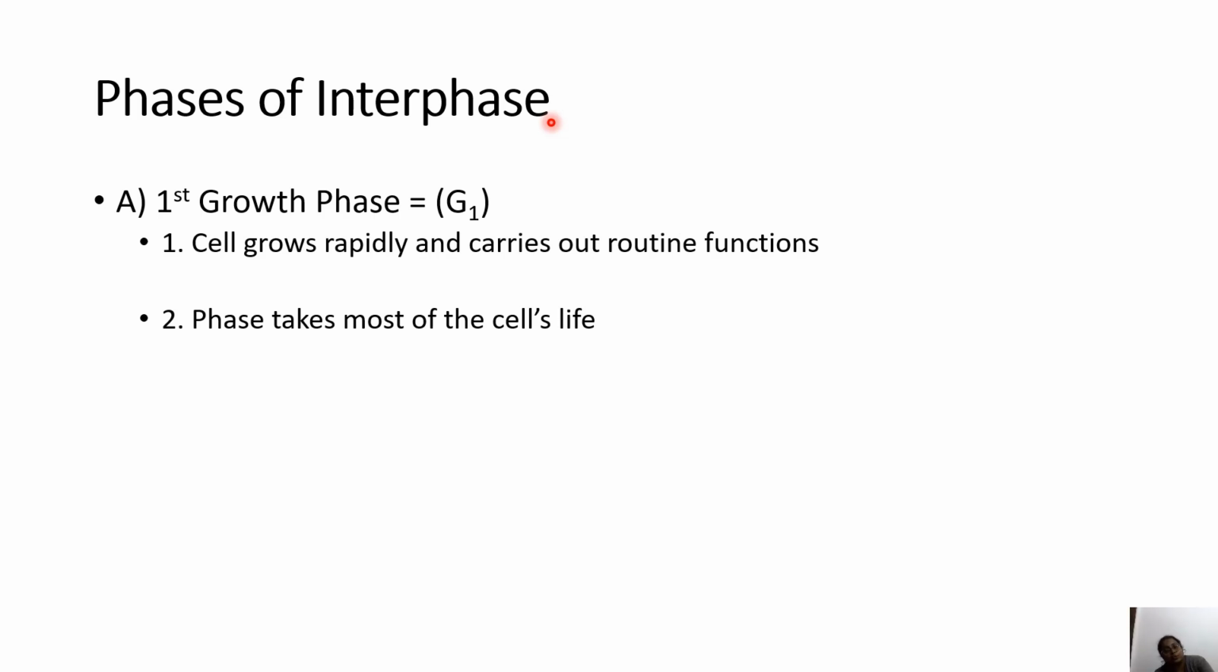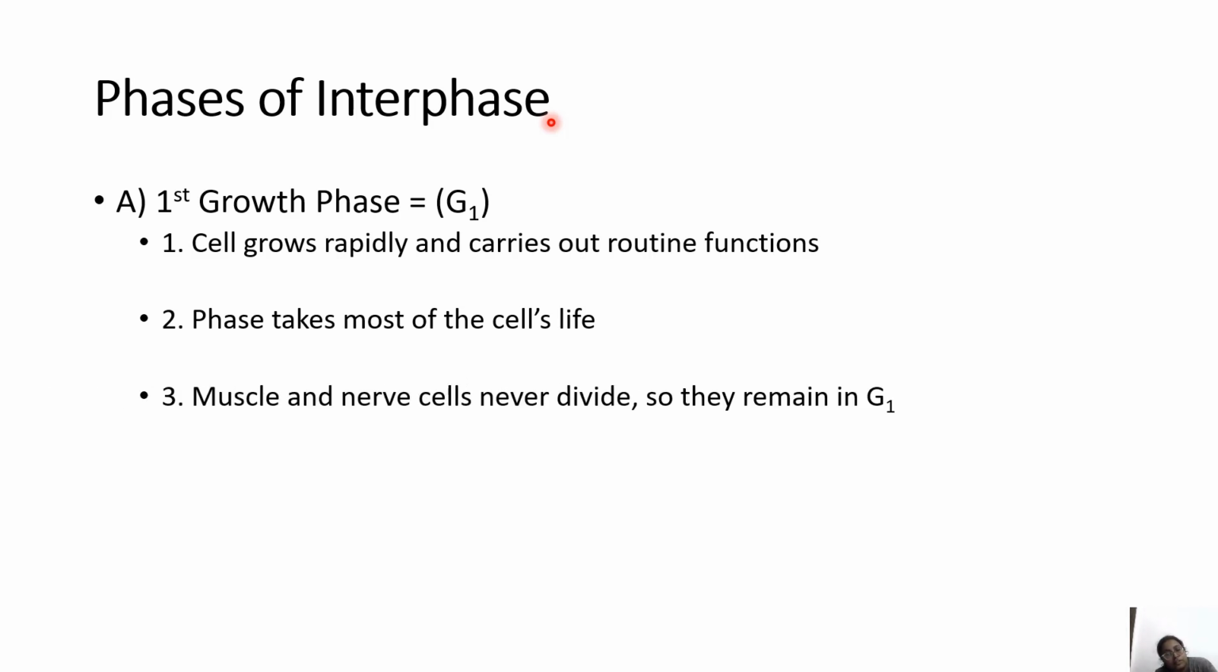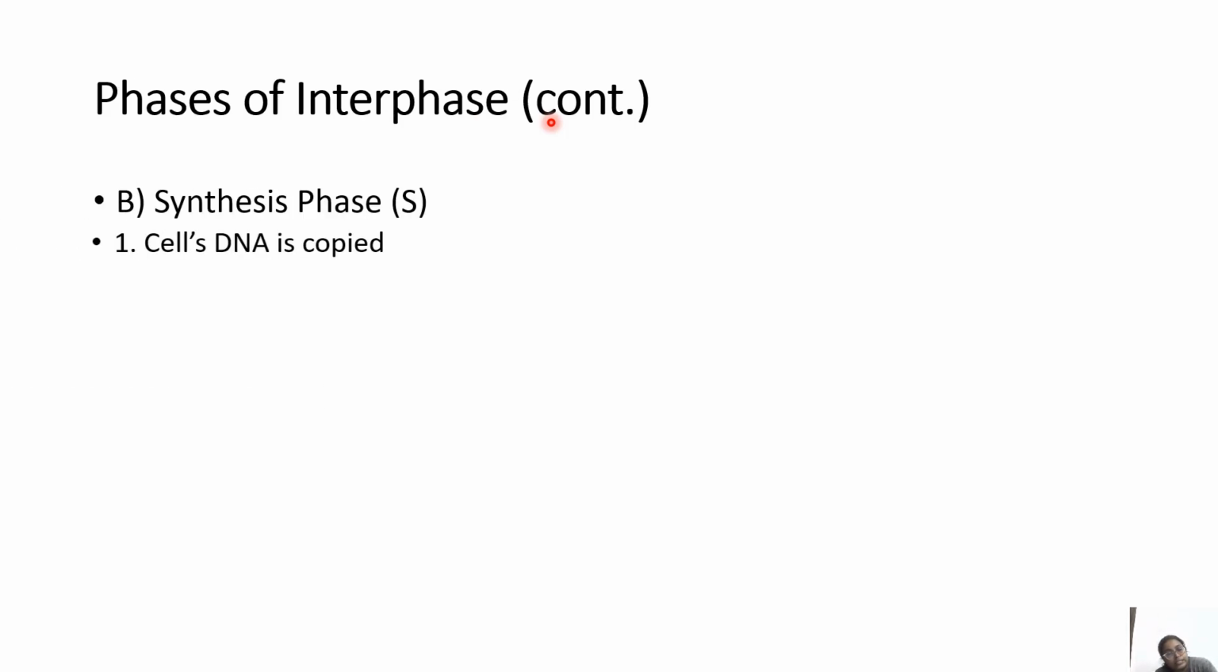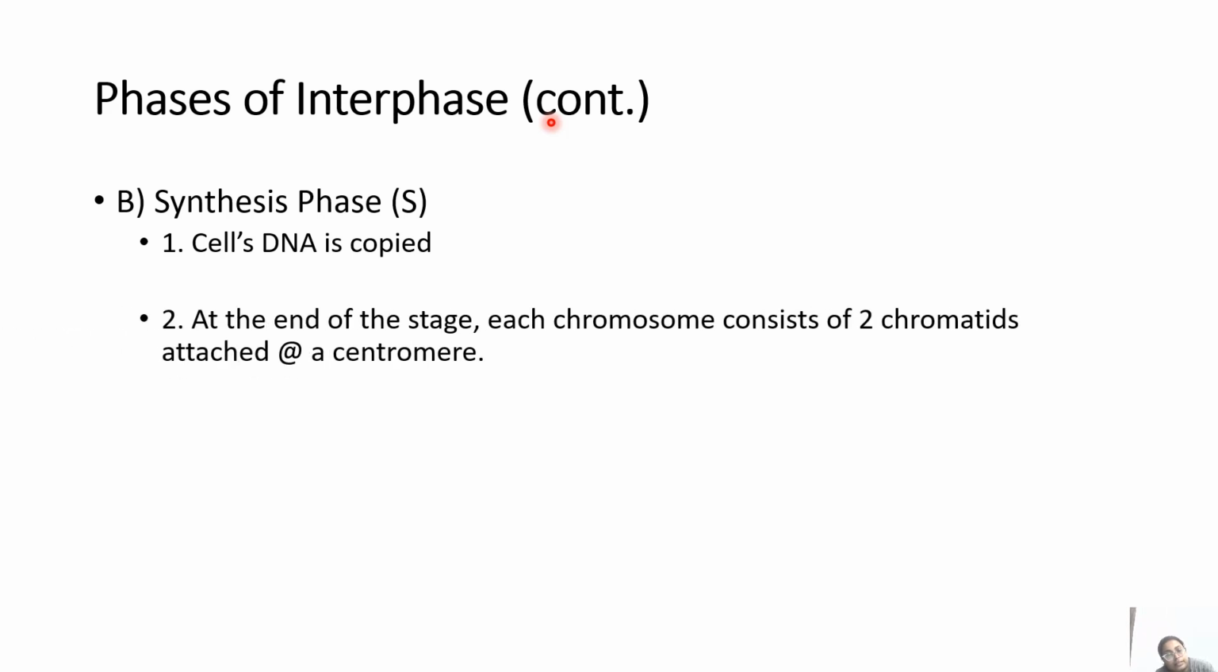Cell grows rapidly and carries out routine functions. This phase is most of the cell's life. Muscle and nerve cells never divide; they remain in G1. Then S phase, where the cell's DNA is copied. Synthesis phase, and then other stages.